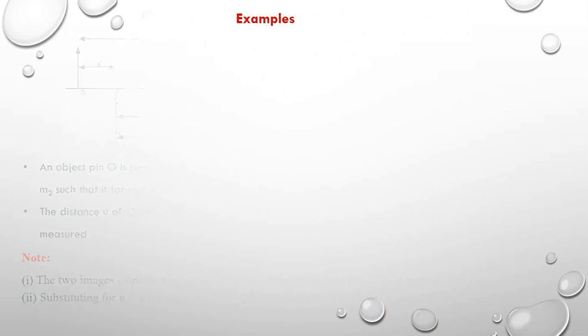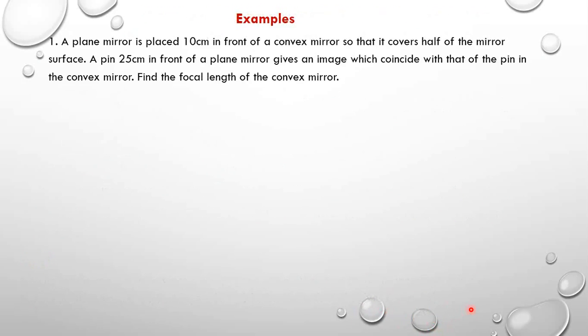Let's look at some examples here. A plane mirror is placed 10 centimeters in front of a convex mirror so that it covers half of the mirror surface. A pin 25 centimeters in front of a plane mirror gives an image which coincides with that of the pin in the convex mirror. Find the focal length of the convex mirror.